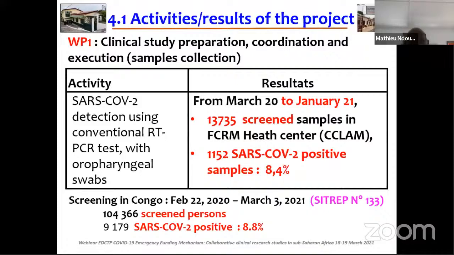Activity conducted. In work package one, the activity conducted is SARS-CoV-2 detection with RT-PCR tests with nasal or oropharyngeal swabs. From March 2020 to January 2021, we have 13,735 samples in FCRM and 1,152 SARS-CoV-2 positive samples. That is 8.4% positive samples. In Congo, the last data collected gives us 104,366 persons tested with 9,179 positive samples. That is 8.8%.